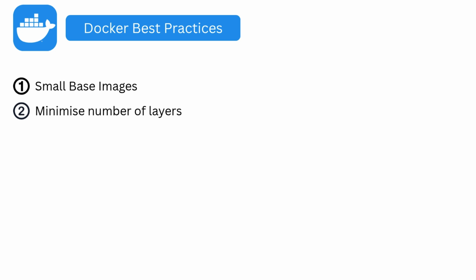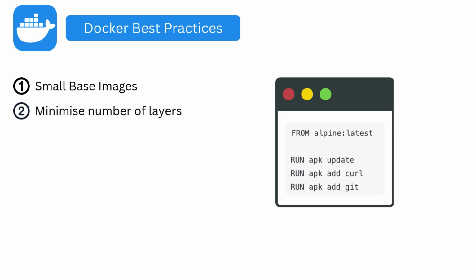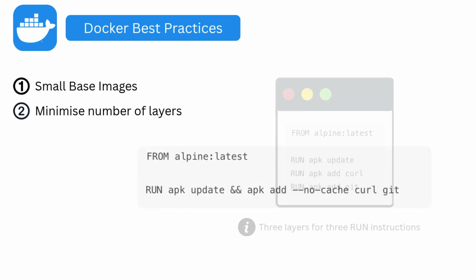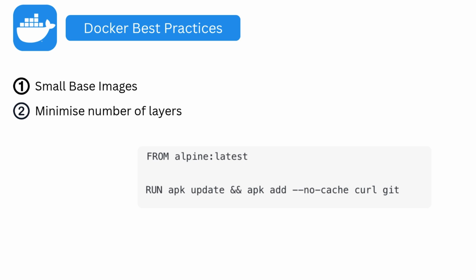Number 2, we should minimize the number of layers. Each layer will come with additional metadata. More the layers, bigger the Docker image size. Let's see a small example code for minimizing number of layers in a final Docker image. The example you see here has multiple run instructions for running multiple commands. This creates multiple Docker layers. However, there is a way we can reduce multiple layers into single layer by combining all commands into single run instruction.